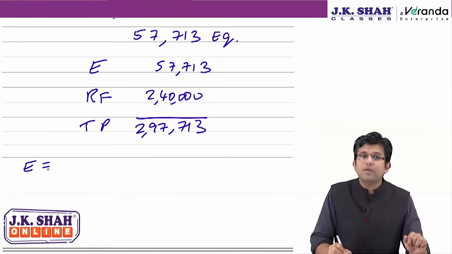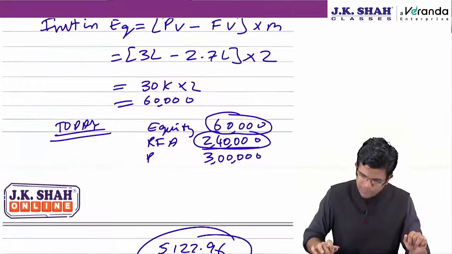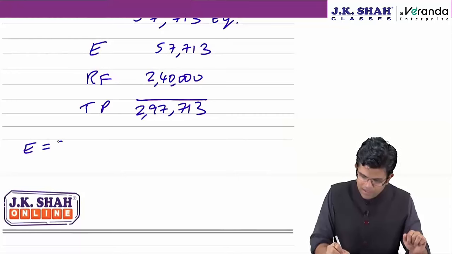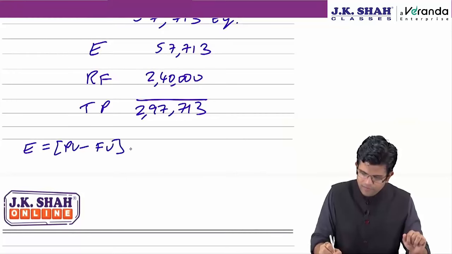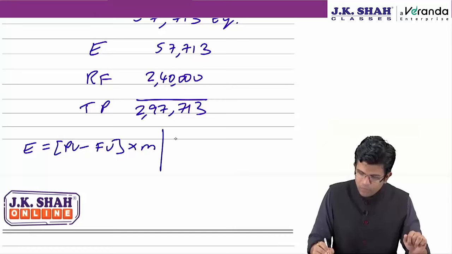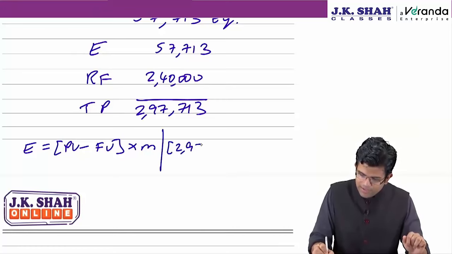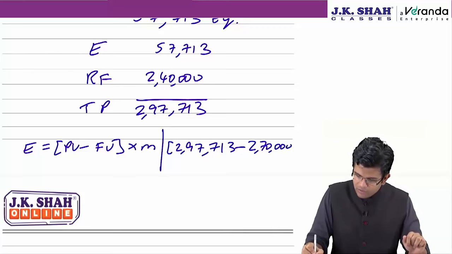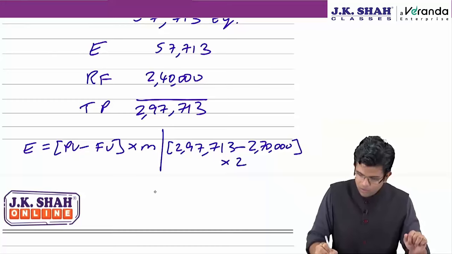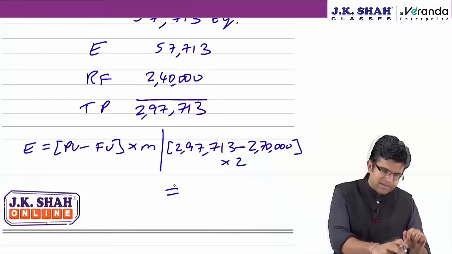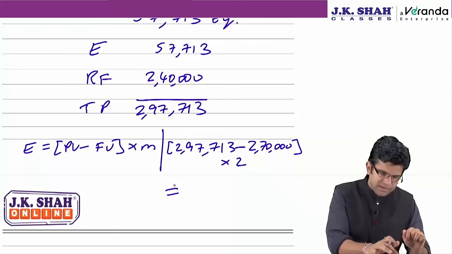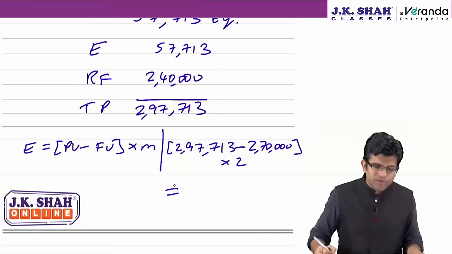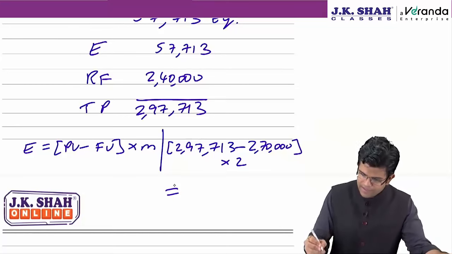Do you realize the equity component has to be, remember the formula? The equity component has to be portfolio value minus floor value into multiplier. Students, the portfolio value is 297,713. Floor value is how much? 2,70,000, the whole into 2, correct? So if I take my calc, 297,713 minus 2,70,000 into 2, the equity component should be 55,426.